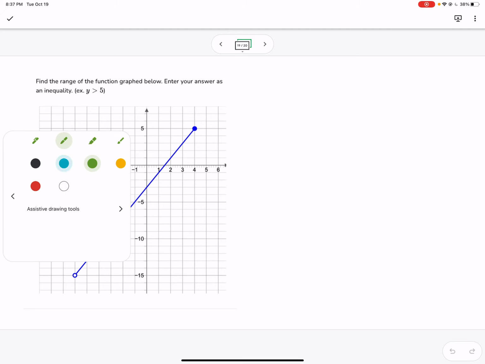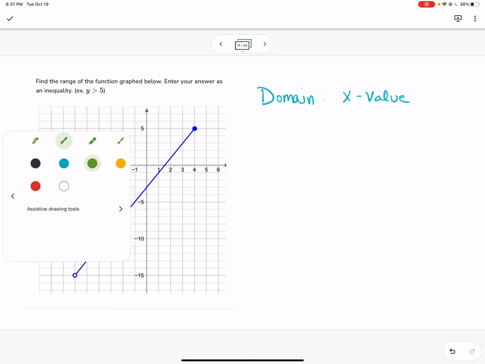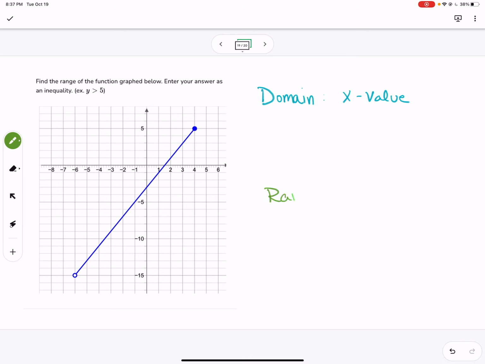So let's talk about domain and range real quick here. Domain refers to the x values, or the input values, and range refers to the y values, or the output values. If you think about it, this line is made up of an infinite number of ordered pairs, and we're trying to tell people what x values all those ordered pairs use, and what y values are used.